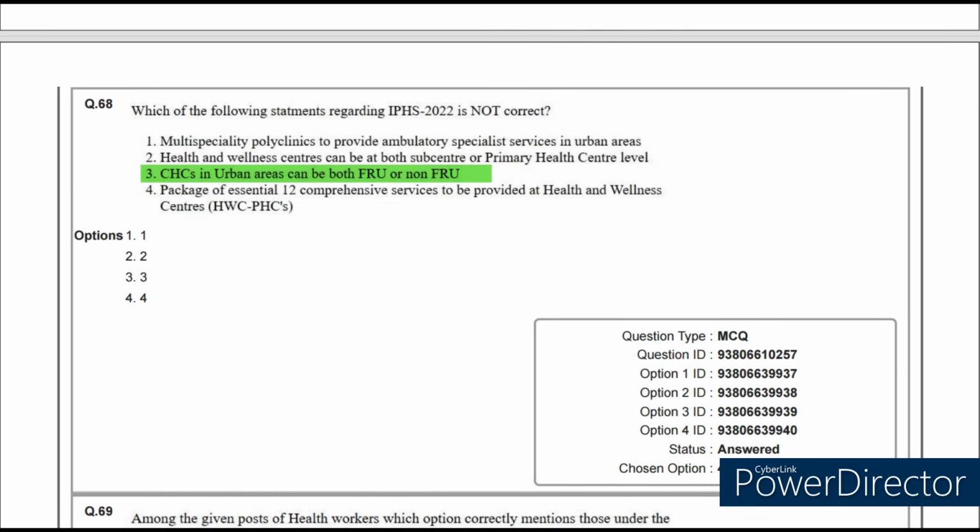Now coming to next question, that is question number 68. They are asking to find out the incorrect statement about IPHS 22. In this case, option 3 is wrong. What is option 3? CHCs in urban areas can be both FRU or non-FRU, which is false because urban CHCs must be in FRU category. Non-FRU CHCs are explicitly in rural areas.